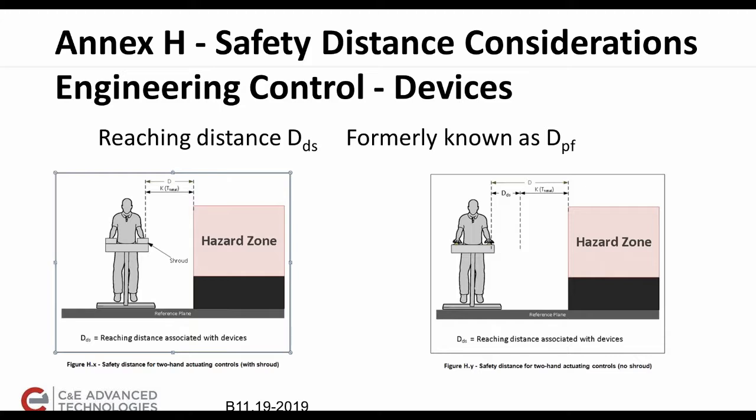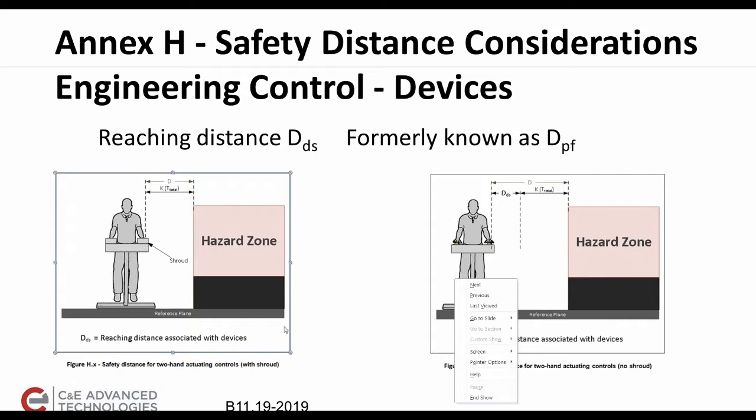A bit of a change in the terminology. Previously, the amount of distance that an individual could reach towards the hazard without being detected was known as DSA-PF, depth of penetration factor, which was derived originally in its use with safety light curtains. There are, however, other items that have a reaching distance. So in this standard, the term has been changed to D sub DS.